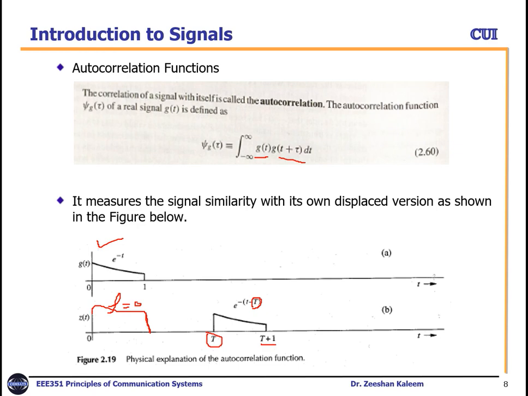So if we compare this one with the time delayed version by using this equation g(t + tau), then there will be a similarity. So what we did, we just do the scanning. For example, this one is fixed, and we are moving this in this way and in this way.